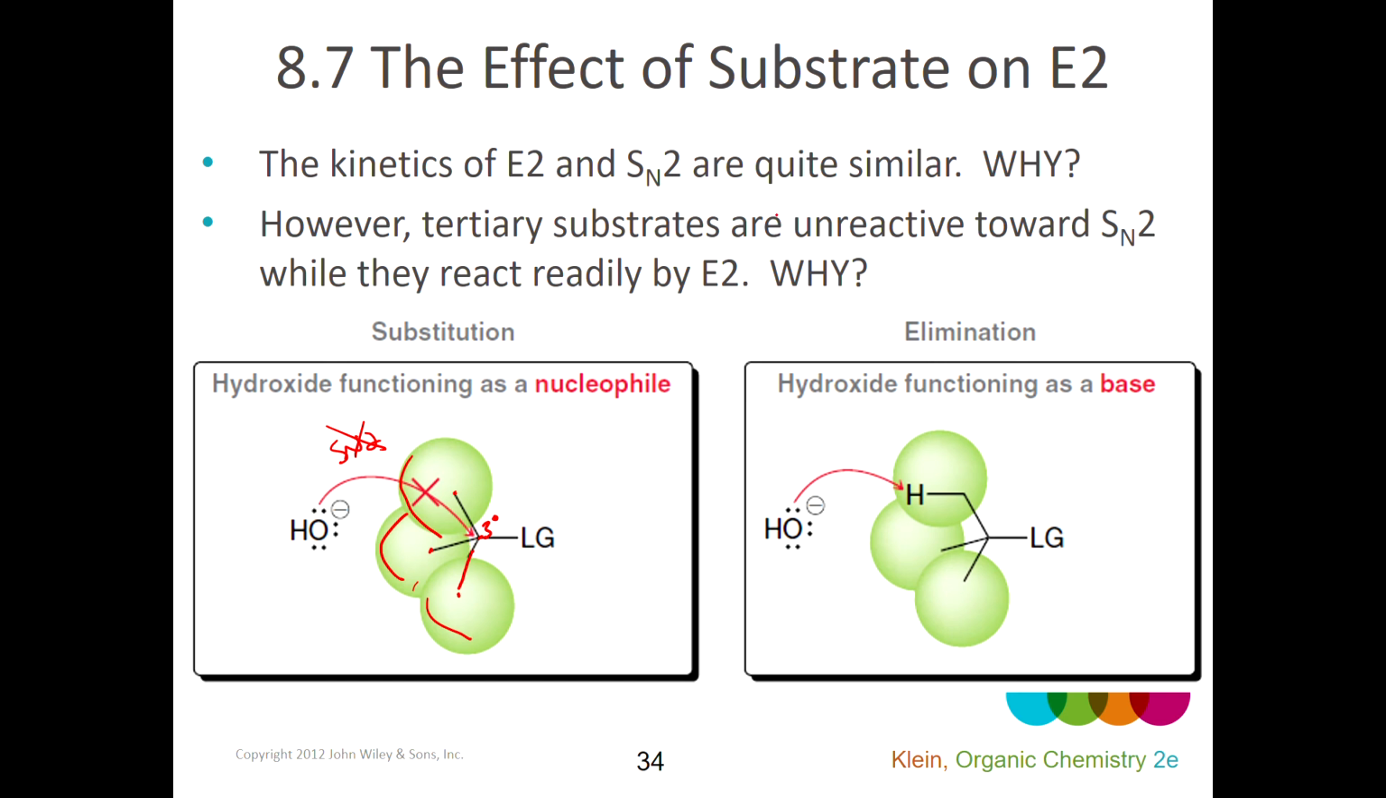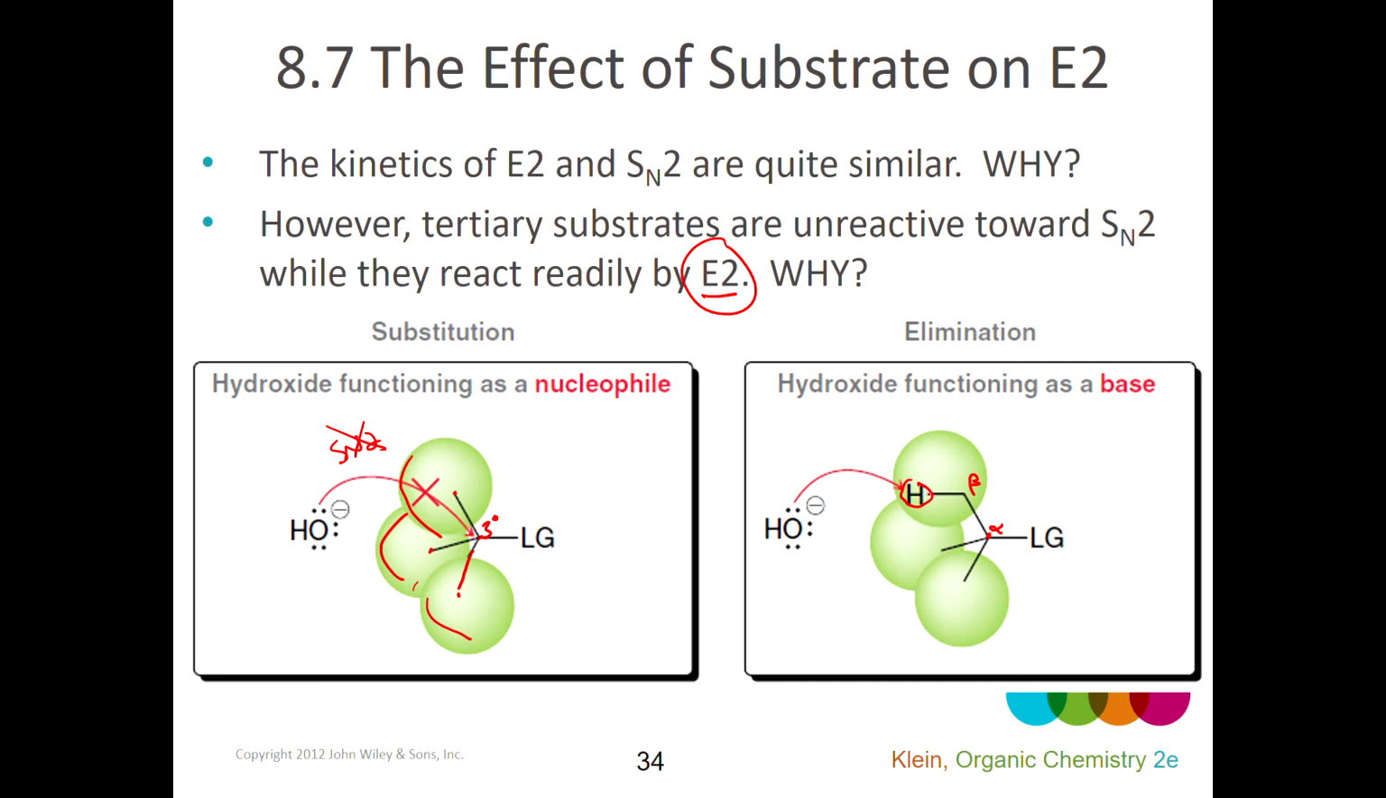You can do an E2 at a tertiary center, though, because in an E2 mechanism, the base does not have to make its way all the way in to the alpha carbon. It also doesn't have to make its way into the beta carbon. It only has to make its way to the beta hydrogen, which is always right on the surface of the structure, unless it's some crazy structure with some crazy groups that would maybe reach around here and block out that site.